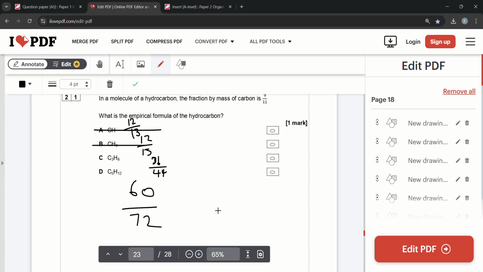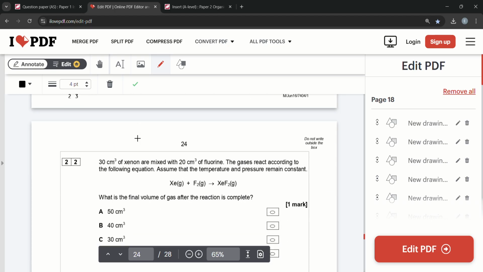And we look at C, 36/44. If we divide it by 4, we'll get 9/11. It can be simplified to 9/11. 36 divided by 4 gives you 9. 44 divided by 4 would give you 11. So the answer is C, C3H8.